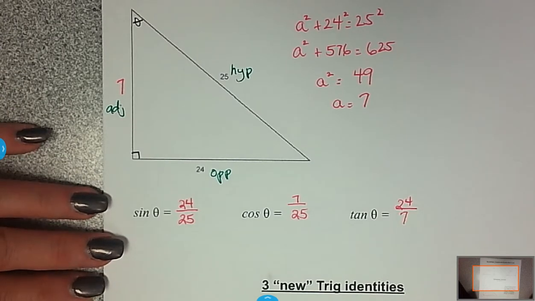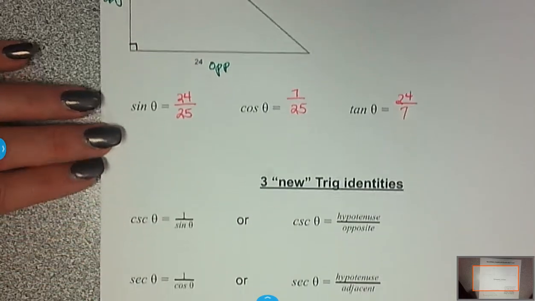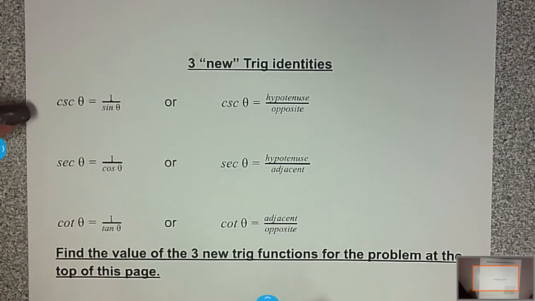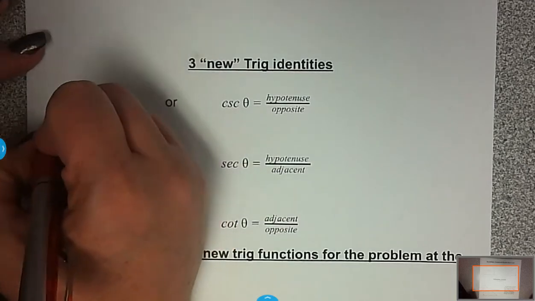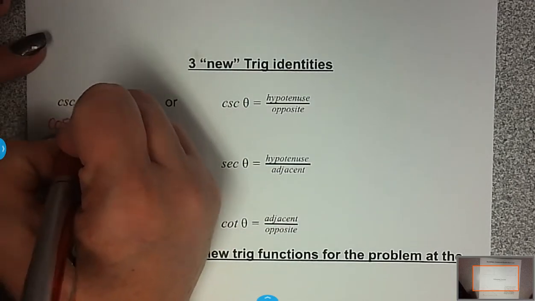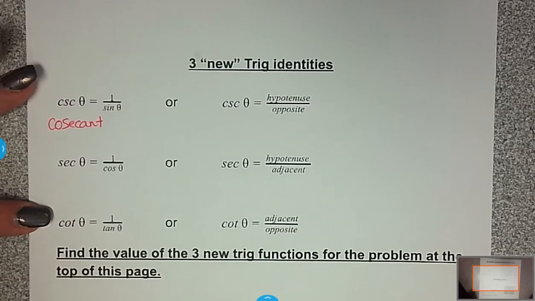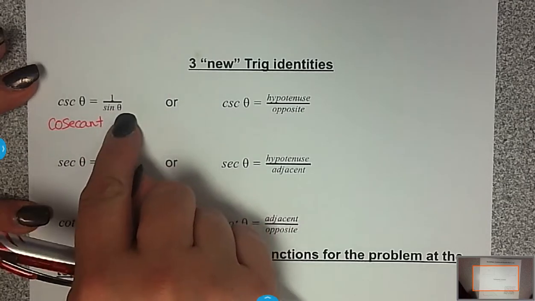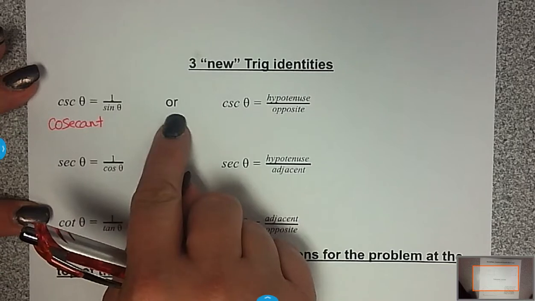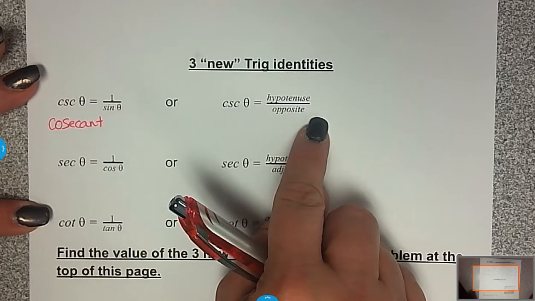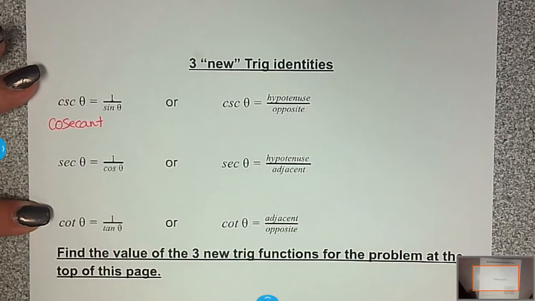All right, so now the last thing for today are 3 new trig identities. Now, this CSC, that is pronounced as cosecant. Okay, it's just an abbreviation. CSC is for cosecant. Well, cosecant is equal to 1 over the sine, or you may think of it as hypotenuse over opposite, which just means take the answer for your sine and flip it upside down.